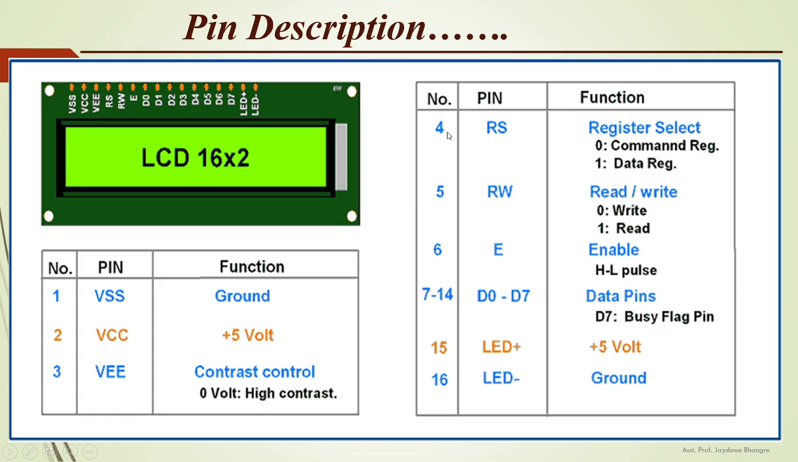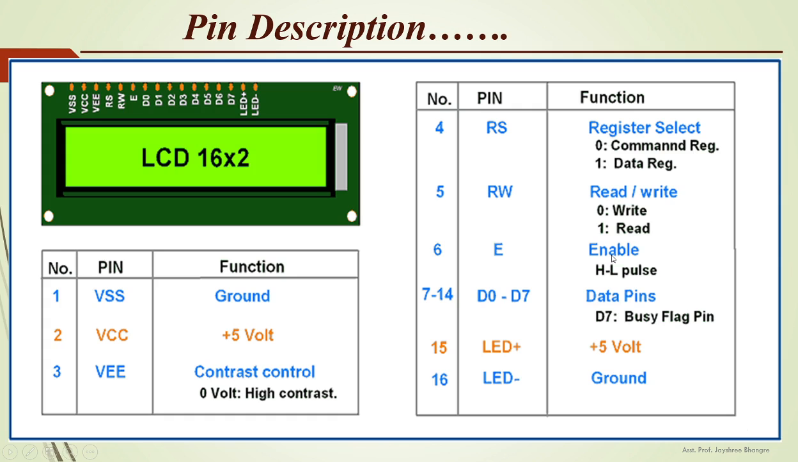Pin number 4 is the register select pin. If we want to select the command register, then we have to make this pin equal to 0, and to select the data register we have to write 1 to this pin. Pin number 5 is the read write pin. If we want to write data to the LCD, then we have to make this pin equal to 0, and if we want to read data from the LCD, then we have to make this pin equal to 1.